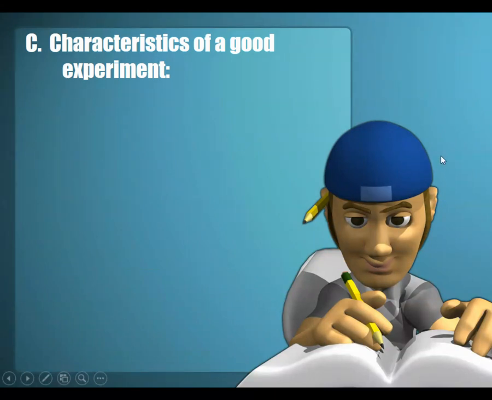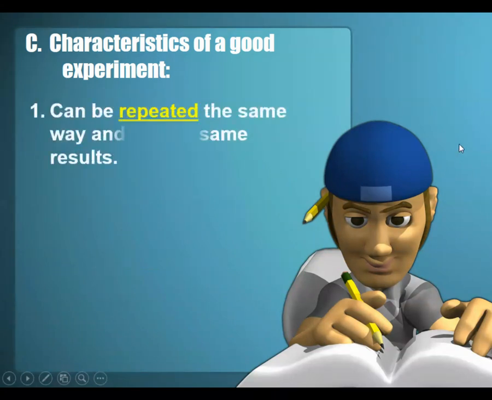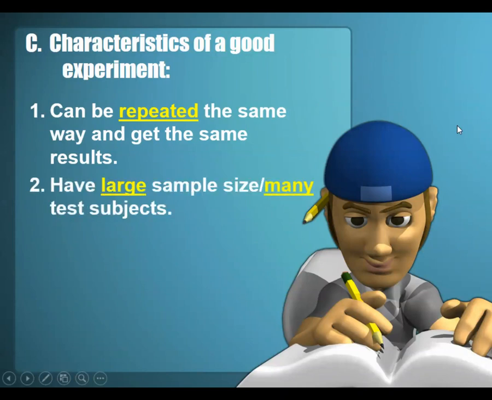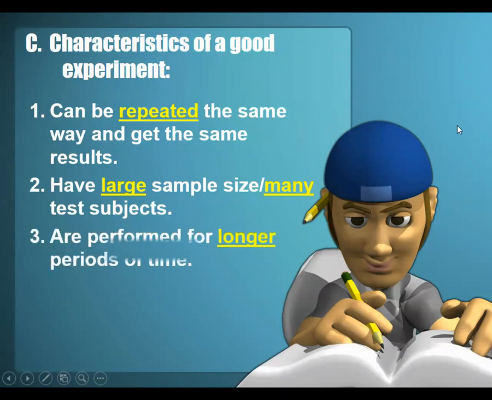All right, let's talk about some characteristics of a good experiment. It has to be repeatable. You have to be able to repeat it and get the same results every single time, or very similar results. You should definitely have a large sample size. More is better. Between 10 people or 100 people in two test groups, 100 is going to be better. You're going to get more reliable information that way. And you should also perform it for longer periods of time, because sometimes time will tell more about the data than doing it in a short period of time.